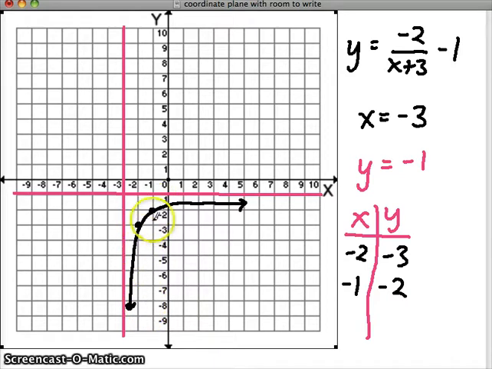So I only use 2 points, and I know this is a hyperbola, so I know that as it goes this way, it's going to approach this vertical asymptote. It's going to get closer and closer and closer, but never touch. And on the other side, it's going to approach this horizontal asymptote. It's going to get closer and closer, but never touch there. So the hyperbolas are always going to do a similar shape in a similar direction, and they're always going to be nudging towards your asymptotes.